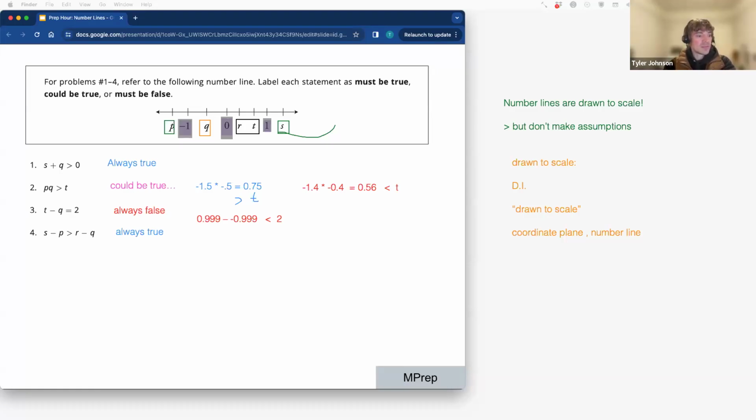So now let me show you all a more realistic GRE problem. Here is a quantitative comparison. I'll give you a couple minutes and then we'll discuss.